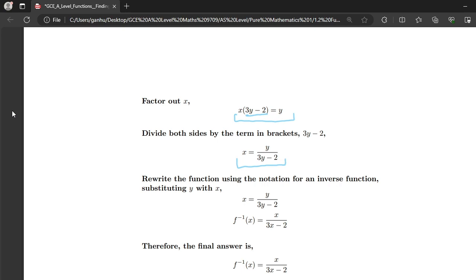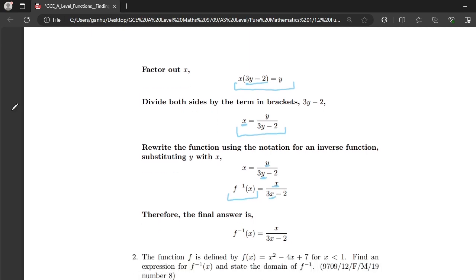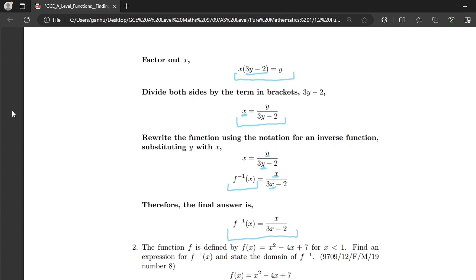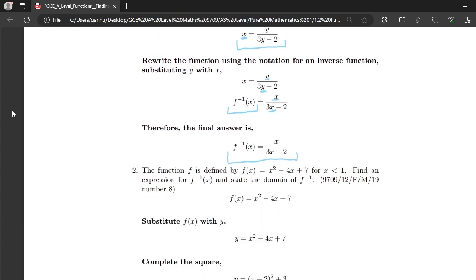So now this is effectively our inverse function, but however we want to write our function in terms of x. So you're going to replace this x now with f inverse of x, and then wherever there's a y, you're going to replace with x. And so your final answer will be f inverse of x is equal to x over 3x minus 2. That's the inverse function. Now let's look at another example.